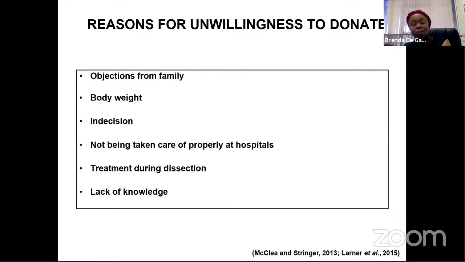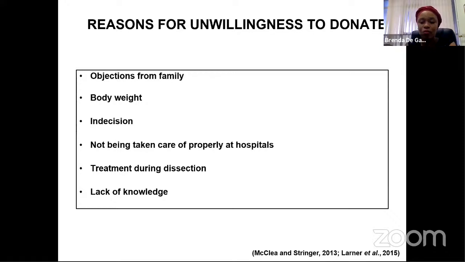What are some of the reasons that people do not donate? Objections from family, you see them coming up. Body weight, indecision. Hence, it's very important that the person who's considering it is informed. And also treatment during dissection, which is an important one for us as anatomists, because we teach these things to our students.